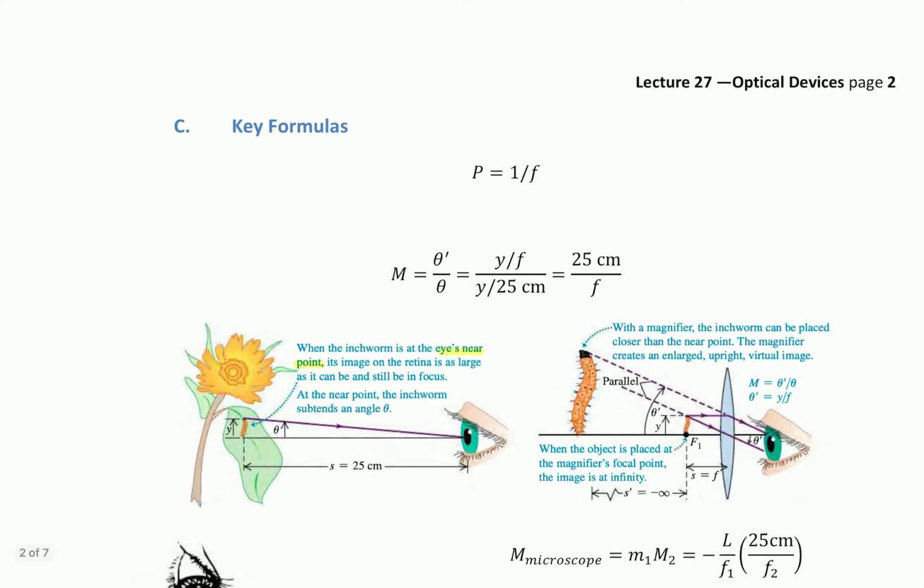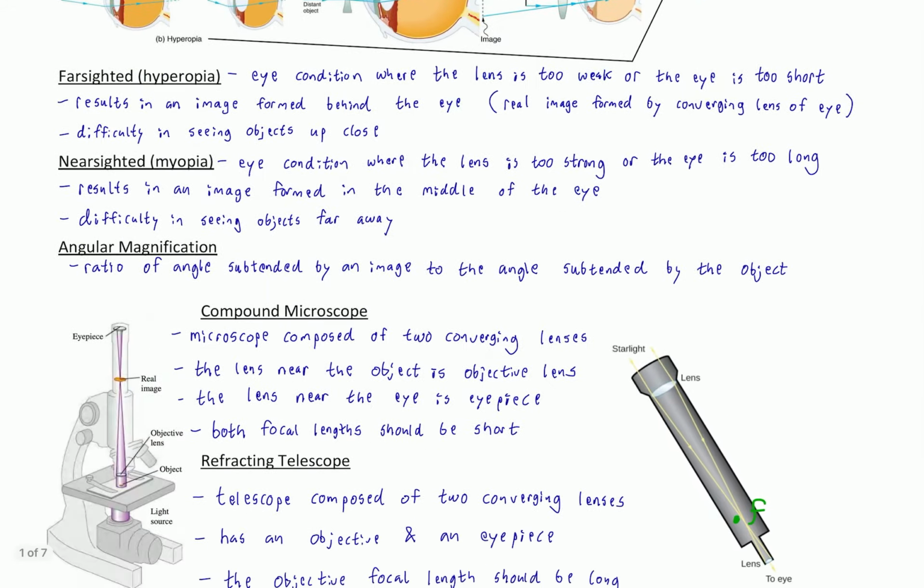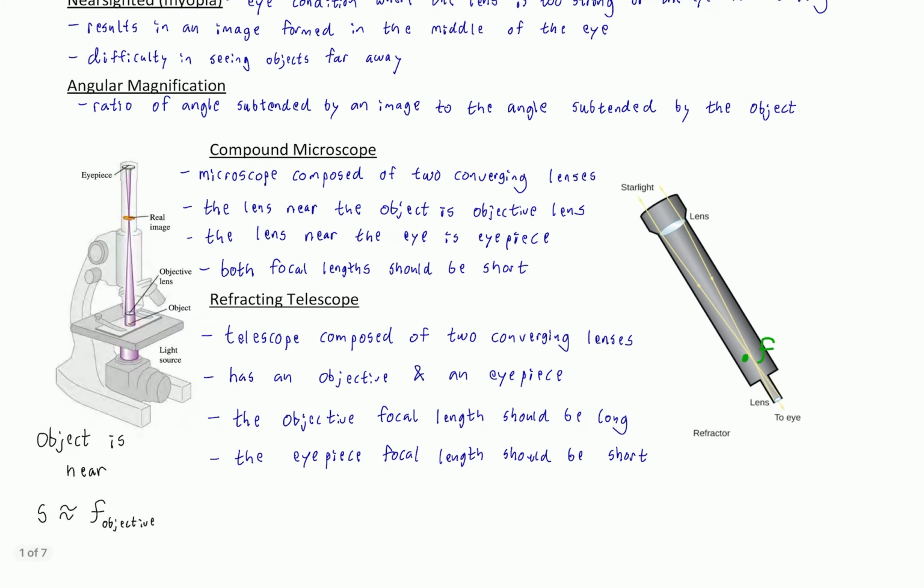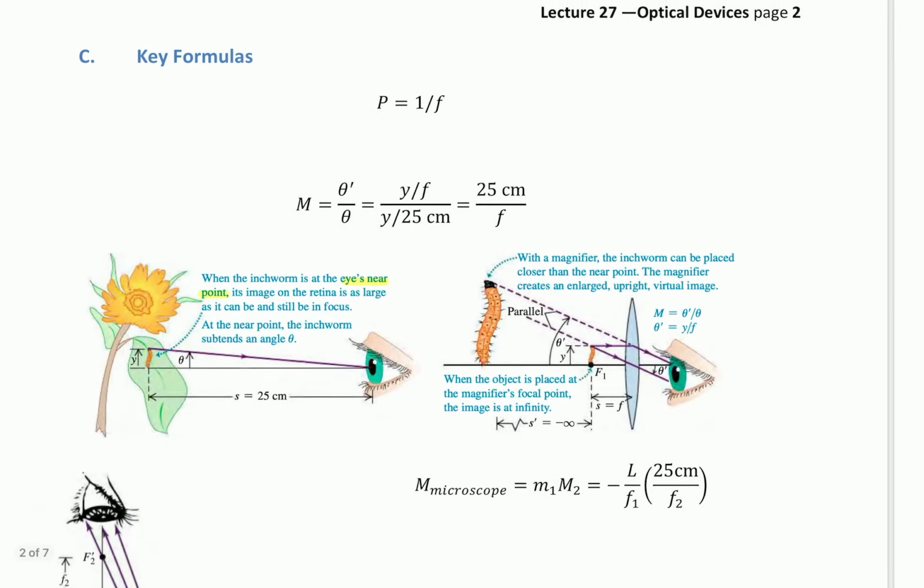Okay, let's get on to our key formulas. The object is far away in this case. Before, we had an object that was close to the focal length of the objective. Here, our object is very far away. It's essentially infinitely far; S is infinity. Now we're ready to move on to our key formulas.